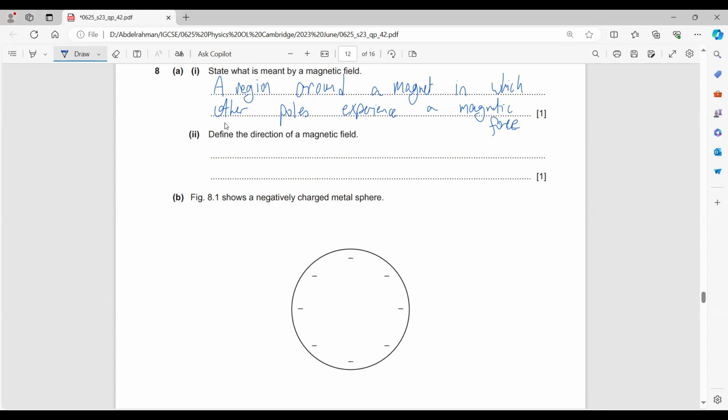Define the direction of the magnetic field. It's the direction of what? Do we say from north to south? No, you can't say from north to south. It's the direction of the force on a north pole in the field.